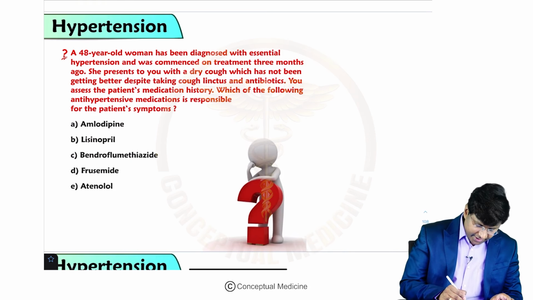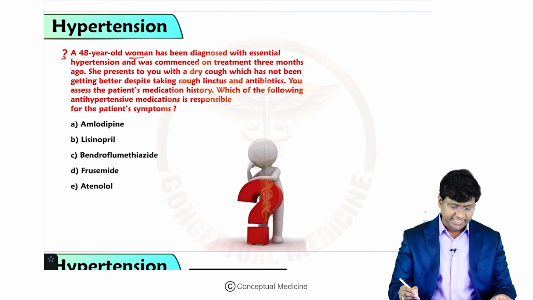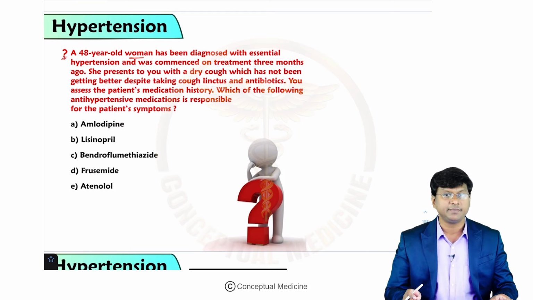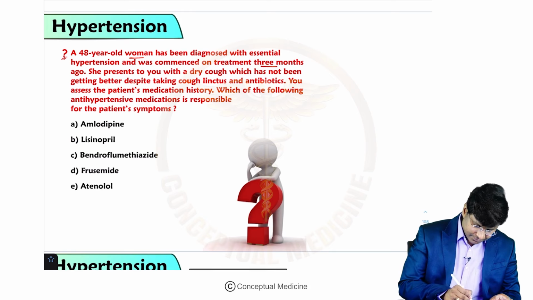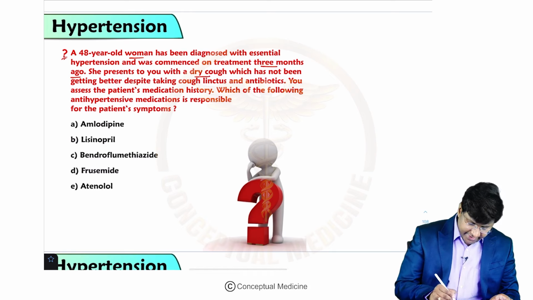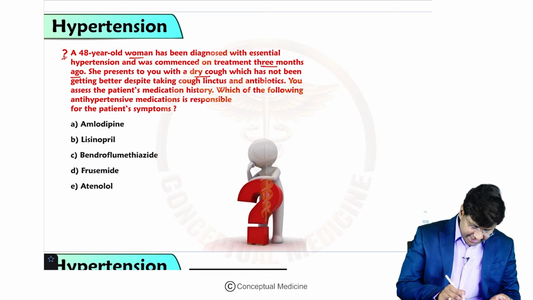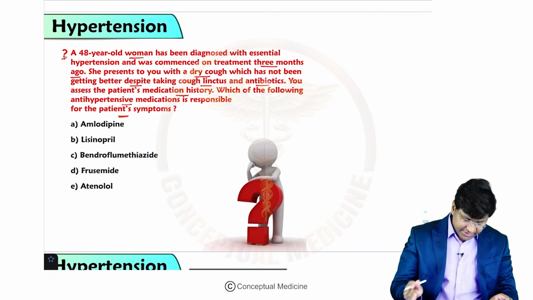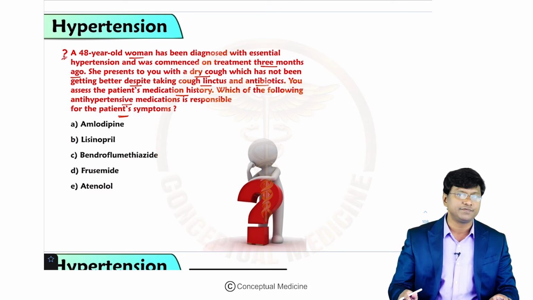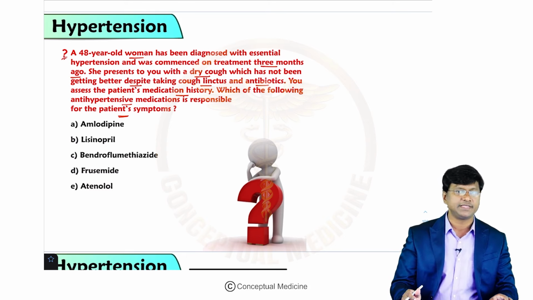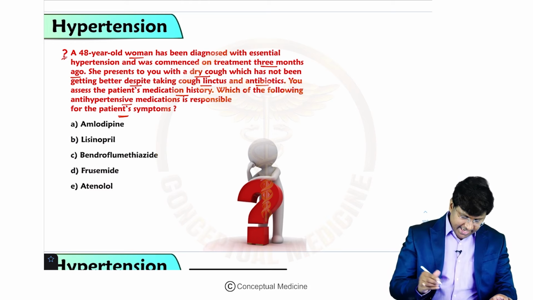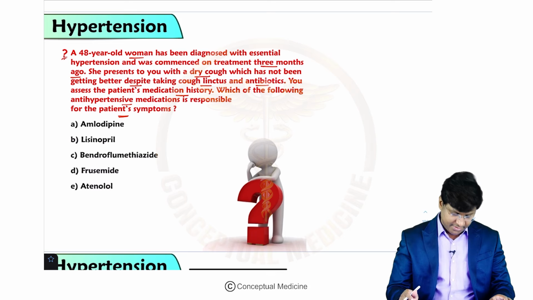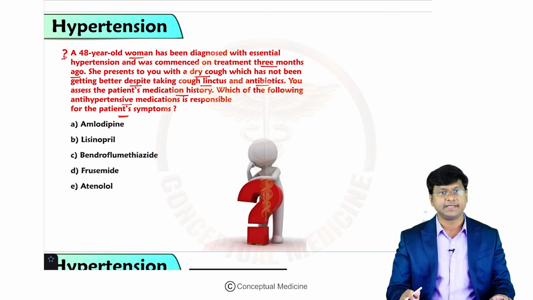Next question. A 48-year-old woman has been diagnosed with essential hypertension and was commenced on treatment 3 months ago. She presents to you with a dry cough which has not been getting better despite taking cough linctus and antibiotics. You assess the patient's medication history. Which of the following antihypertensive medications is responsible for the patient's symptoms? So the individual developed a dry cough, not even subsiding with antitussive medications and antibiotics. The options are amlodipine, lisinopril, bendroflumethiazide, furosemide and atenolol.